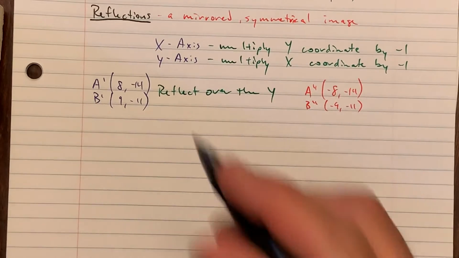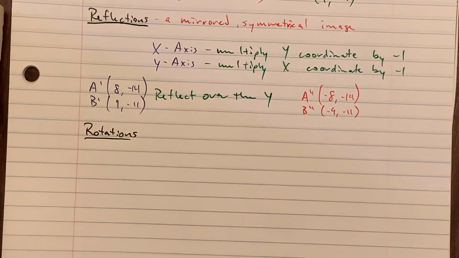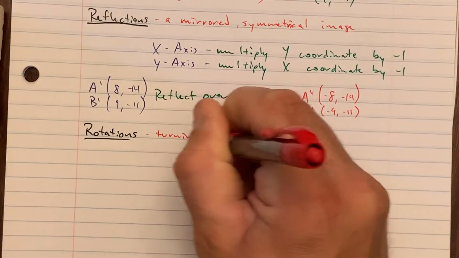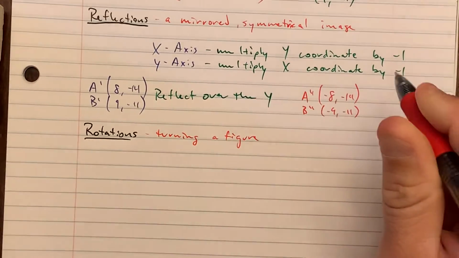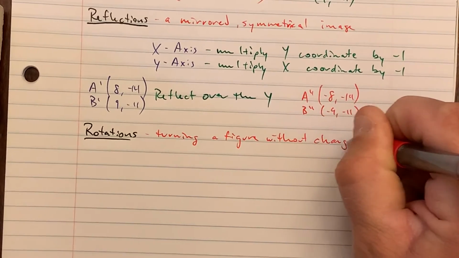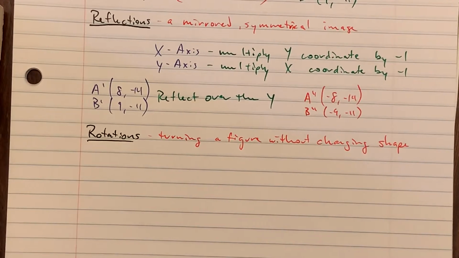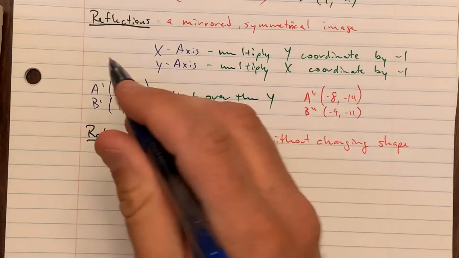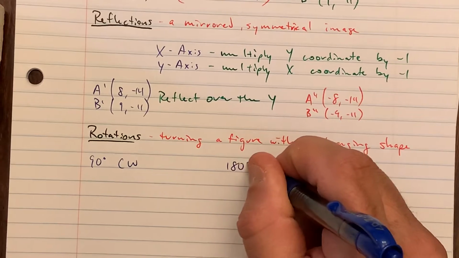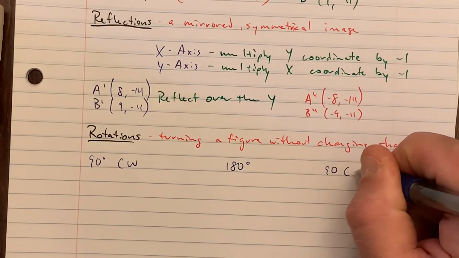Now let's talk about, first of all today, rotations. This is where we will be turning a figure without changing its shape. And we had 3 different types of rotations to do. Hopefully we remember that we had a 90-degree clockwise rotation. We have a 180-degree rotation in general. Doesn't matter counterclockwise or clockwise. And then we have the counterclockwise.